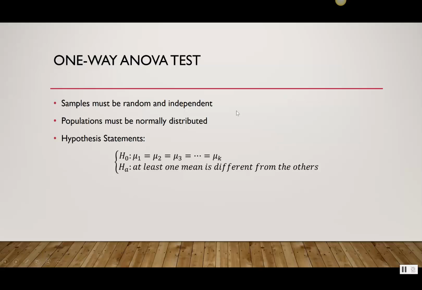The requirements for this test are that the samples are random and independent, and the population must be normally distributed. Now, the hypothesis statements look something like this, where the null is that all of the means for however many samples there are equal. And the inverse of that is the alternative, that at least one of them is different. So I can't say which one is different in a hypothesis test using ANOVA. I can just say that they're not all the same in that alternative statement. Either one of these can be the claim when we're doing these problems.